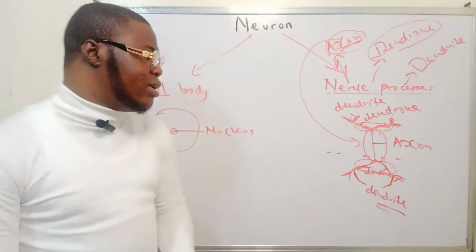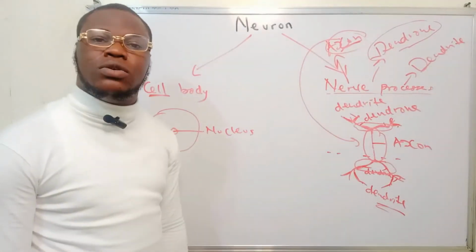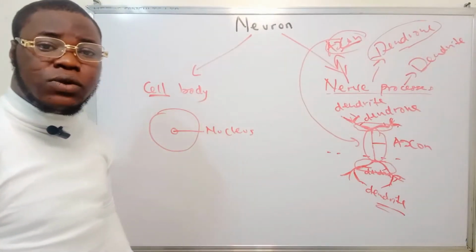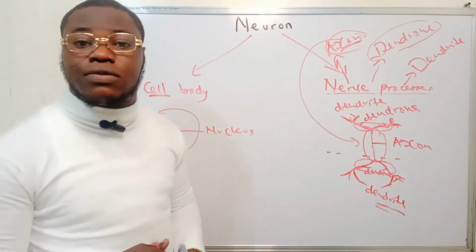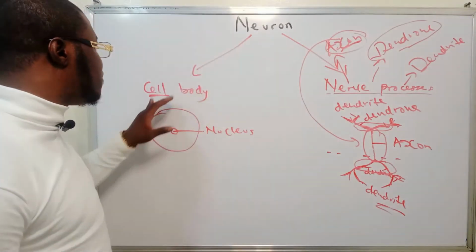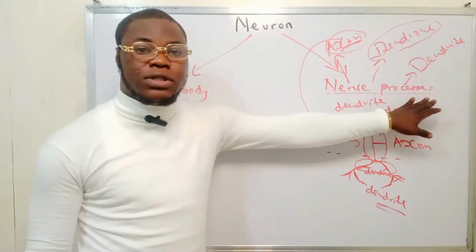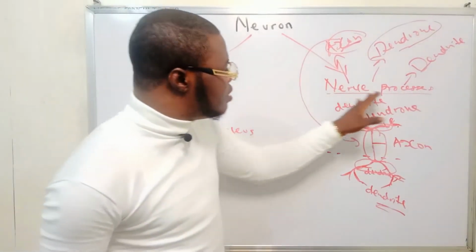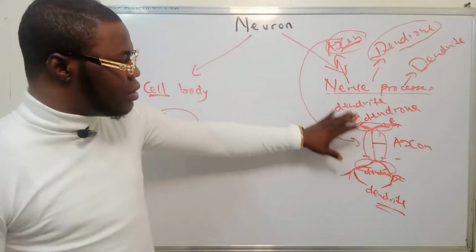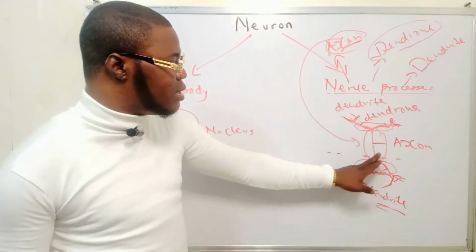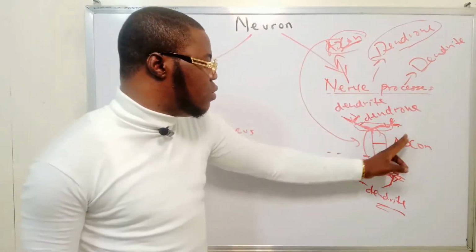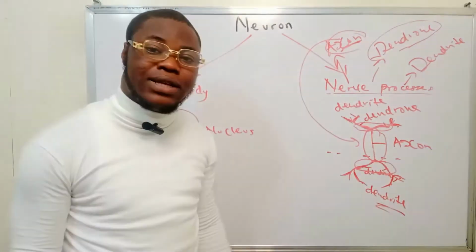Now, if these two structures make up the neuron, why don't we try and bring them back together and see what it gives us? But before that, let's do a quick recap. We said the neuron is made up of the cell body and the nerve processes. The cell body looks like a cell, so nothing much. And then the nerve processes: we have the axon, the longest part, the dendron, the immediate branches, and the dendrites, the leaf-like structures.